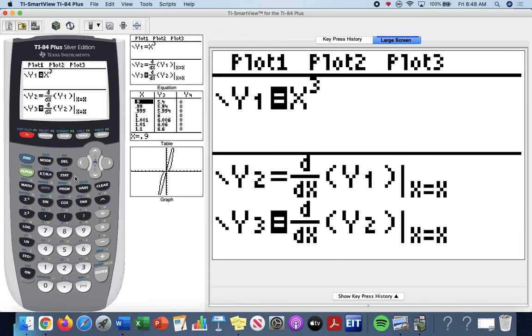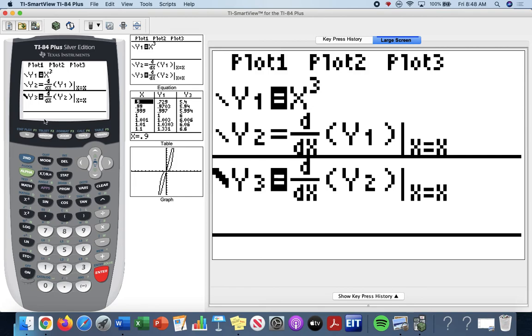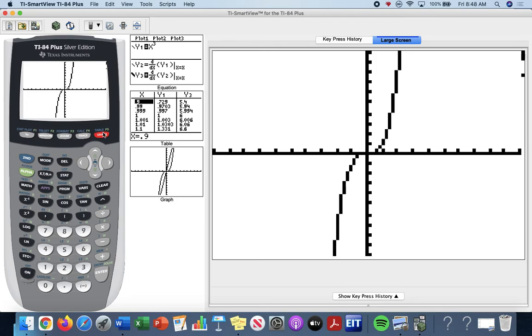Another thing you can do, if you do not have a color calculator, in order to clearly see which one is which, is make one of them bold. So I made y3, the second derivative, bold so you can kind of tell. So this is the original, and then you'll see the bolded graph, which is the second derivative graph, come up there. There we go.